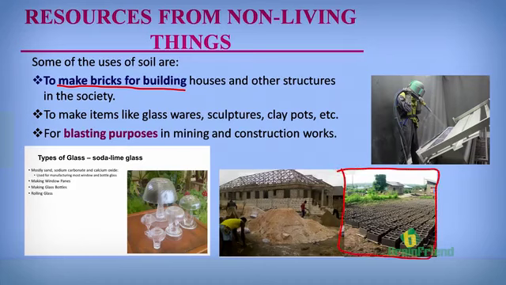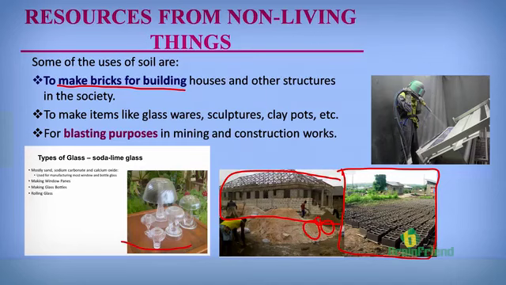As you can see, those blocks are made from a mixture of soil, cement, and water. When these three items are mixed together, they can be used to mold blocks, and these blocks can be used to build houses. You can also use soil to make items such as glassware, sculptures, clay pots, and so on. Soil can also be used for mining and construction works for various purposes.